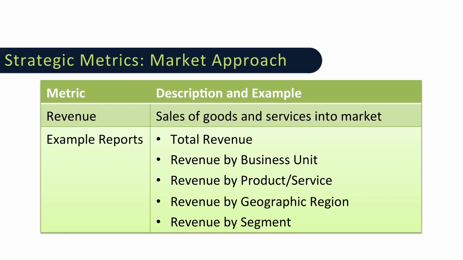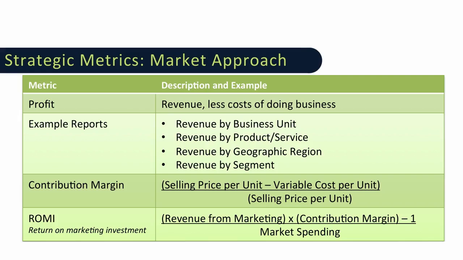Revenue by product or service is used to discover the most popular offerings. Revenue by geographic region is used to identify areas of high sales. Revenue by segment is used to determine the popularity of our products and services with our targeted segments. We continue our discussion on metrics for the market approach by examining profit reports.